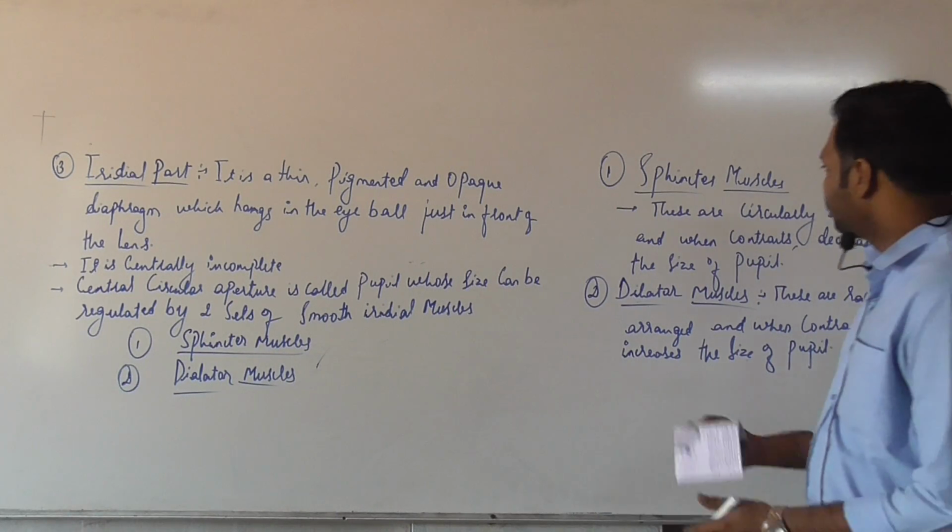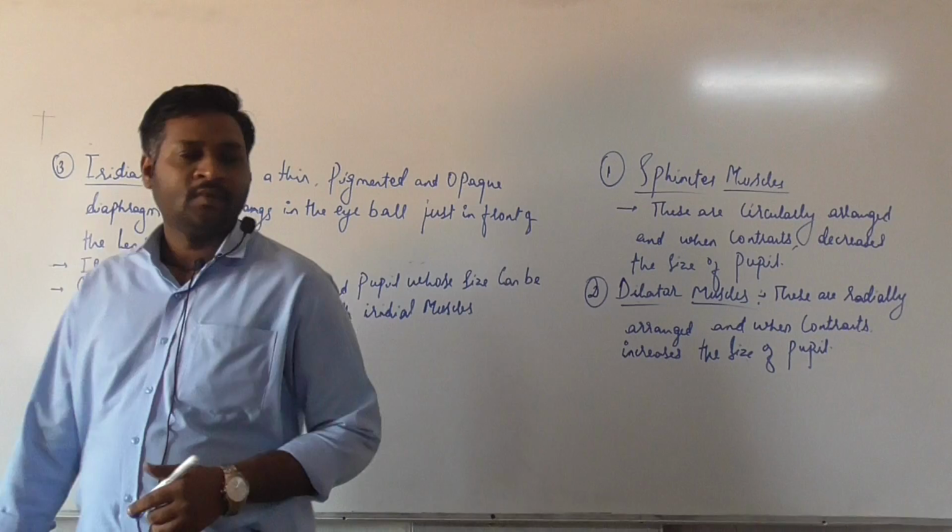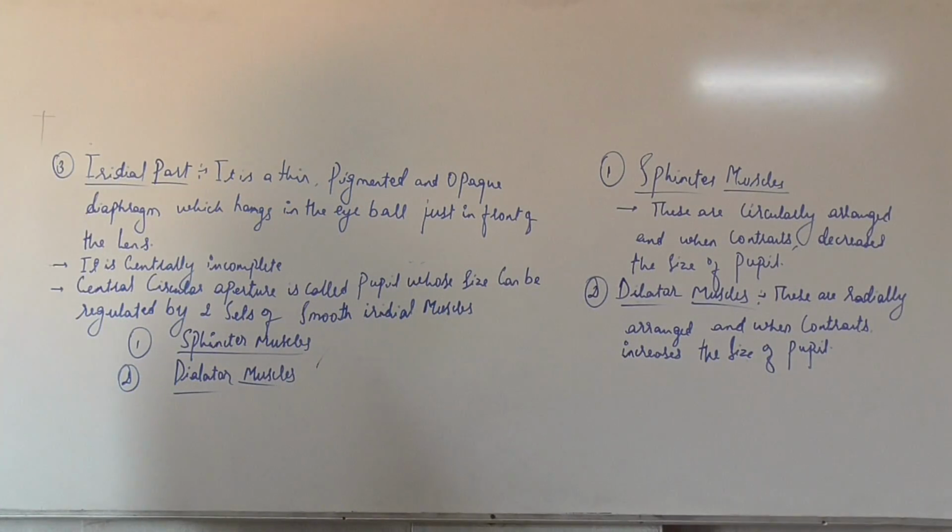So these are two different types of muscles, the sphincter muscle as well as the dilator muscle. They increase as well as decrease the size of the pupil. On contraction of the sphincter muscle, which is circularly arranged, the size of the pupil will be decreased. And the dilator muscles, which are radially arranged, you know the radial and circular meaning, when they contract, the size of the pupil will increase. So this is about the iridial part. The next, let's see.